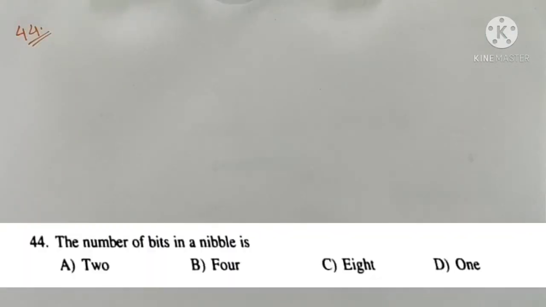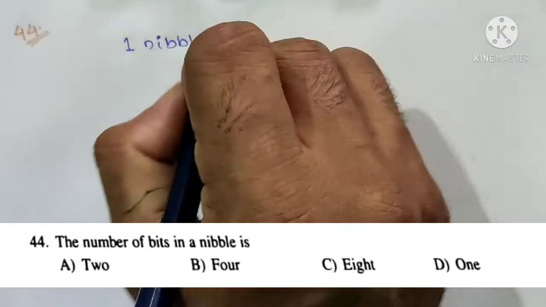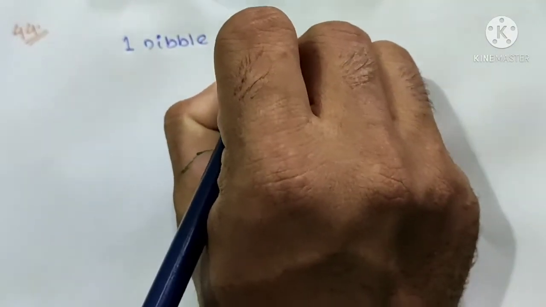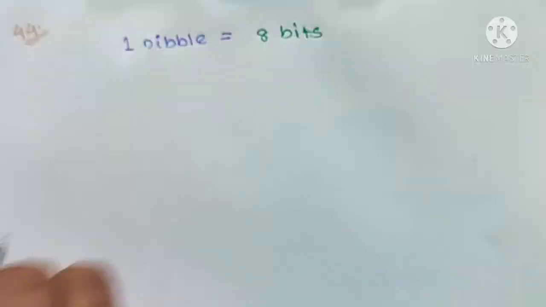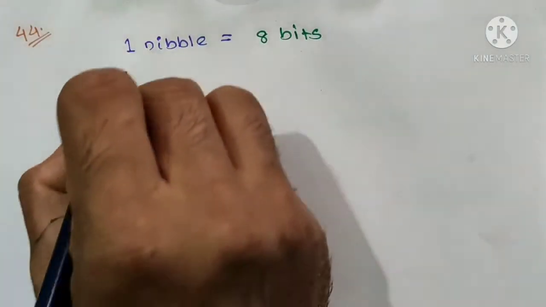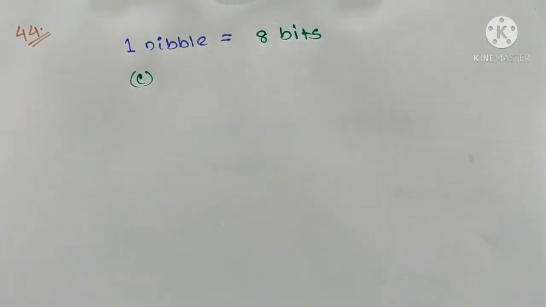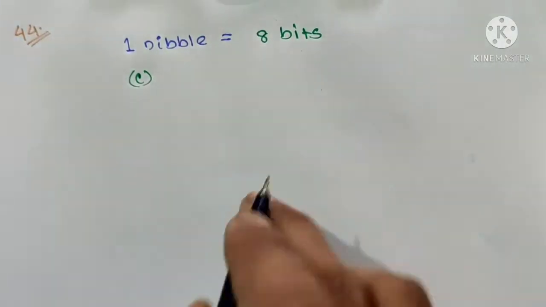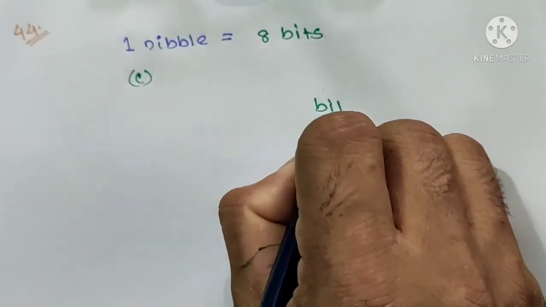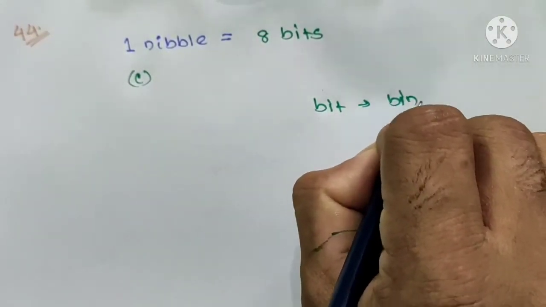Question number 44. The number of bits in a nibble is. We know one nibble equals 8 bits. So your correct option is option C. Remember bits, bytes and nibbles. Bit represents a single binary digit.